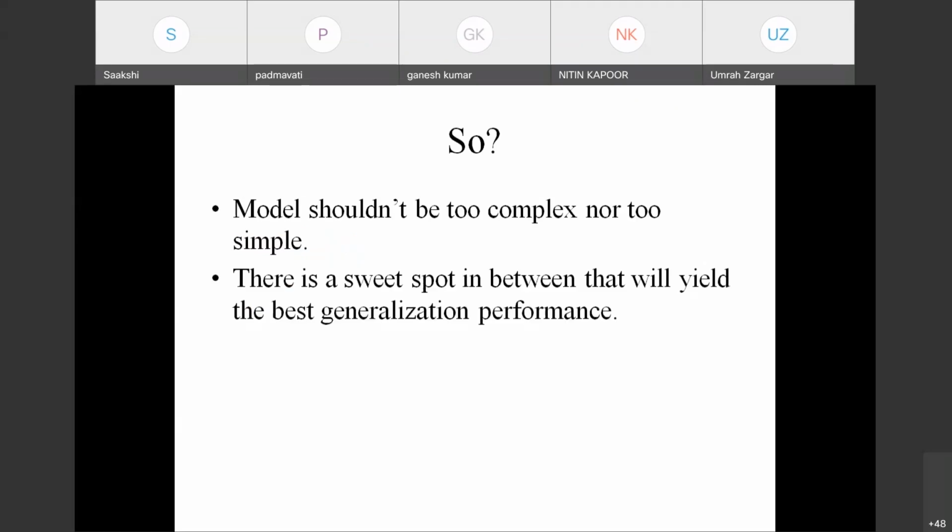So what is the solution? The solution is it should be intermediate. The model shouldn't be too complex, not too simple. That means we should choose the model in between. Moderate. It should be complex, but it should not be too complex.